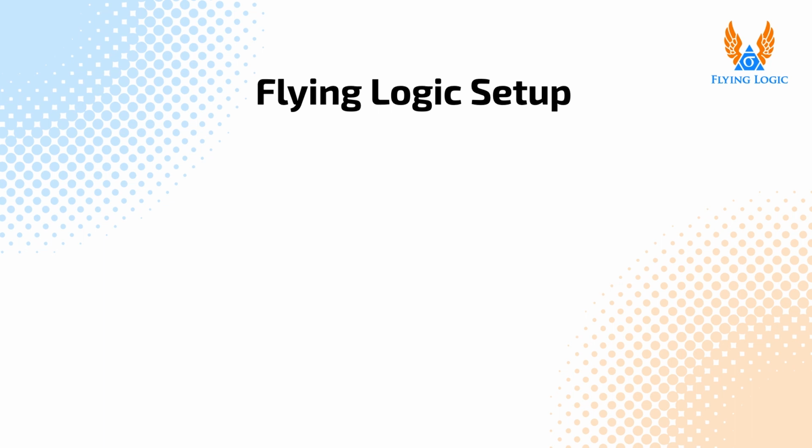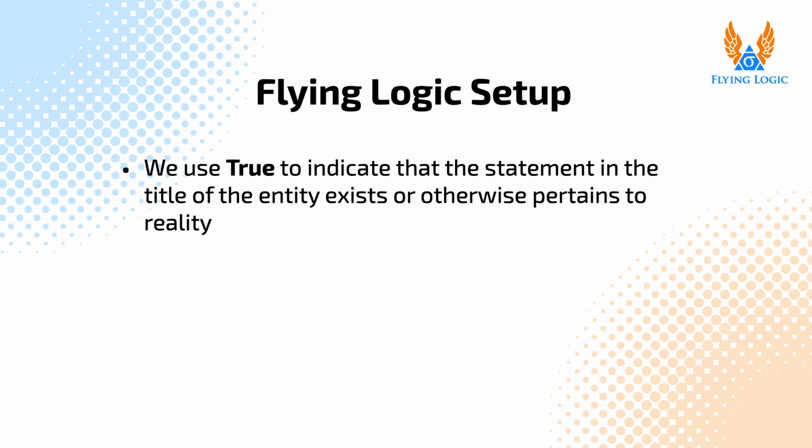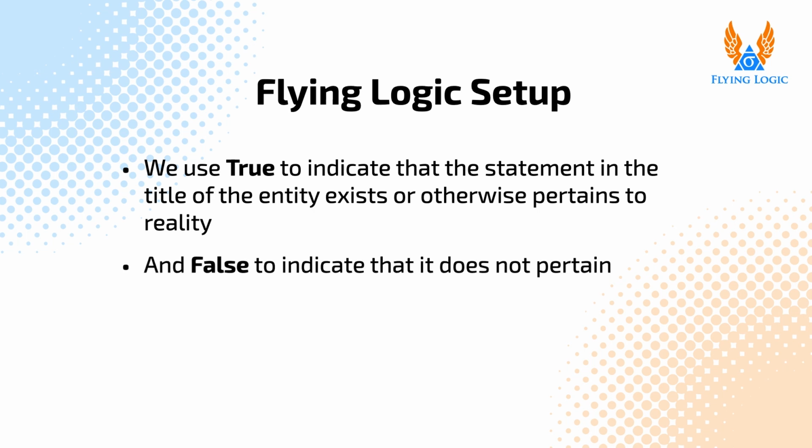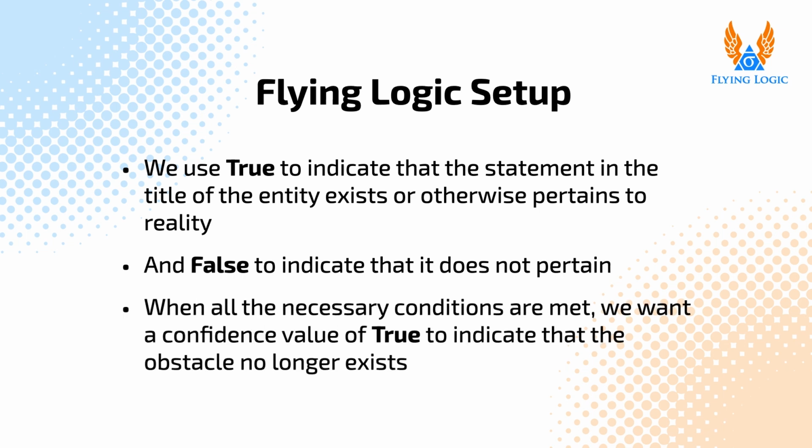Second, when using the confidence spinners to step through the logic of a tree, we use true to indicate that the statement in the title of the entity exists or otherwise pertains to reality, and false to indicate that it does not pertain. If we use the class name obstacle, then a true confidence value would indicate the existence of the obstacle. However, what we are trying to express is the exact opposite. When all the necessary conditions are met, we want a confidence value of true to indicate that the obstacle no longer exists. It has been overcome.